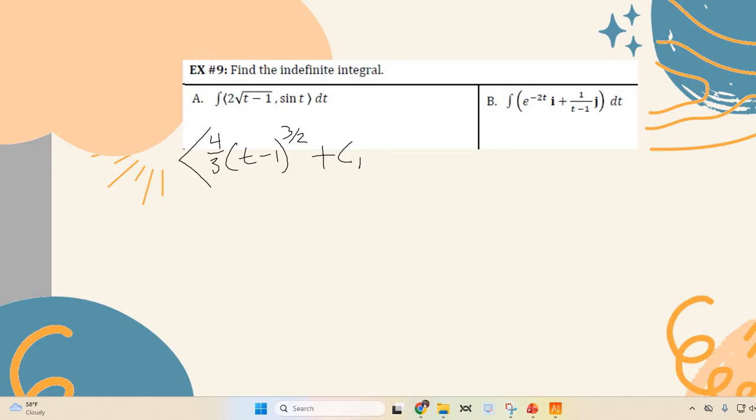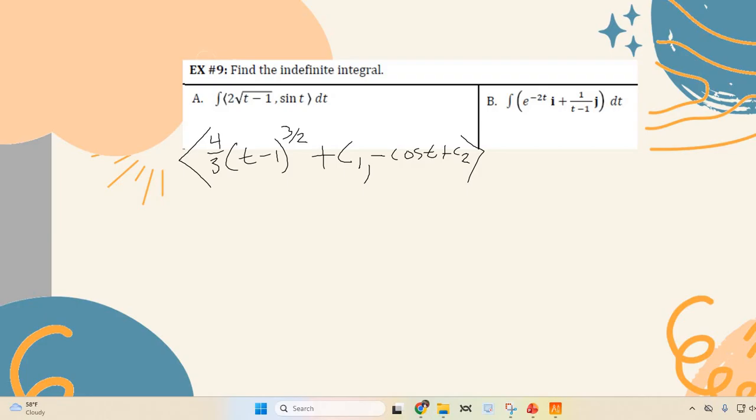And then for our second part, what is the antiderivative of sine? Negative cosine. And then we're going to have plus c2. Not scary, right?